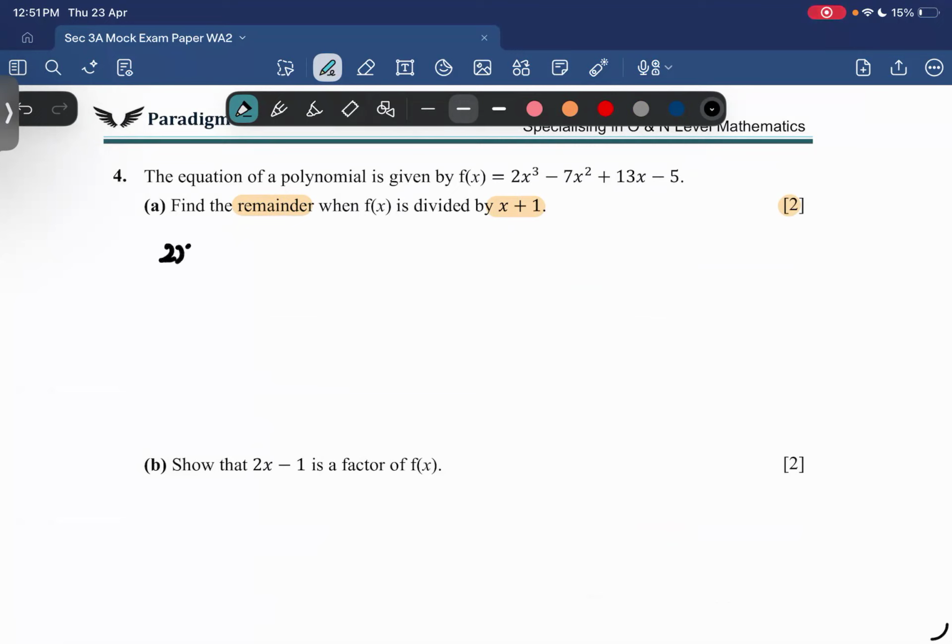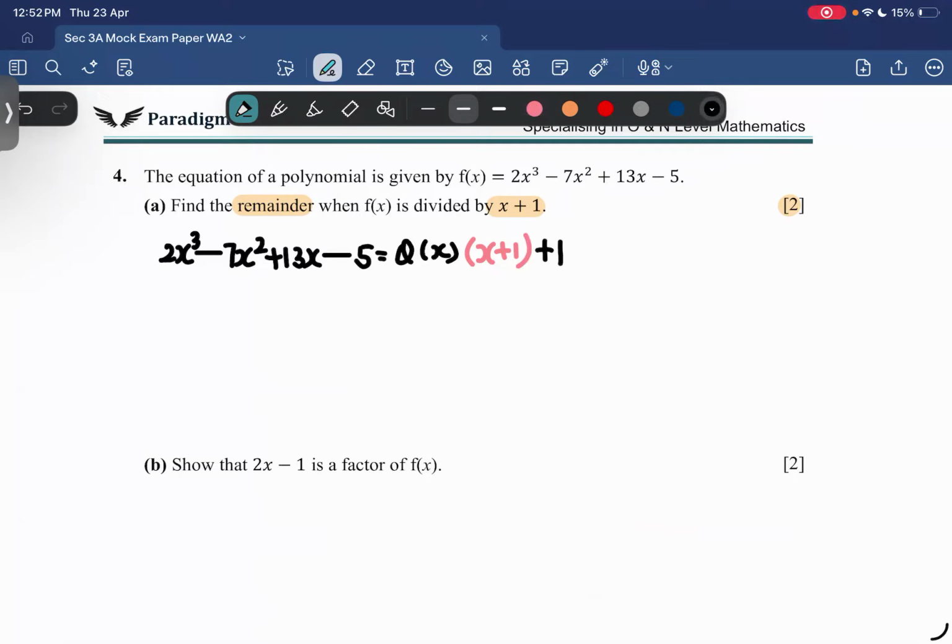I don't want us to waste time doing long division, okay? So we do our remainder theorem instead, all right? So plus 13x minus 5. Okay, so we have the quotient. What am I dividing by? Dividing by x plus 1. And then eventually you will get your plus r.